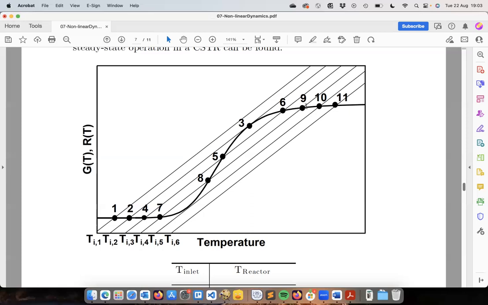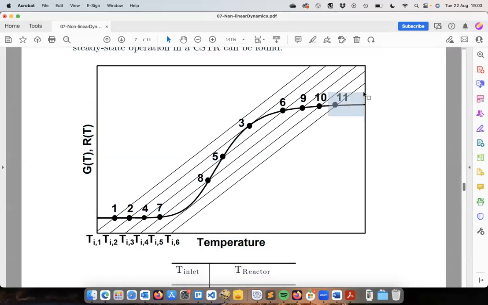And if you work through where G is more than R and all that, you'll see 9 is a stable steady state. So you can say we have a branch of stable steady states here and another branch of stable steady states here. Here in the middle, we have a branch of unstable steady states. And we also do have a region where there's just one steady state.